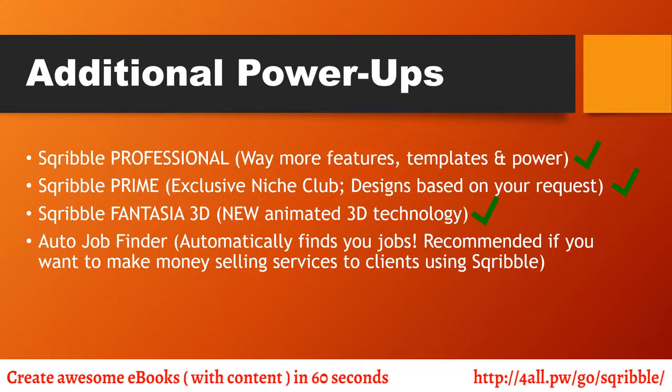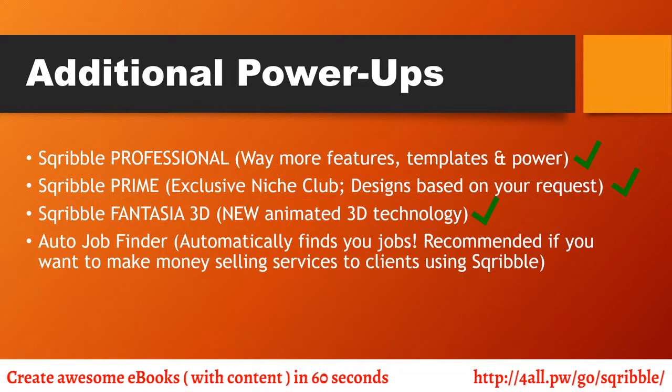Now they've got Auto Job Finder, which is a lifesaver. Only grab this one if you're looking to use Sqribble to make money. You know, if you want to make money selling services to clients, then you have to get Auto Job Finder. It's actually automatic, and it's going to go online and find you posts and jobs where people are looking to have someone like you create ebooks, reports, and guides for them. Right? This is going to save you so much time, because if you do it the other way around, you have to go online yourself, manually look for jobs across different types of sites and platforms.